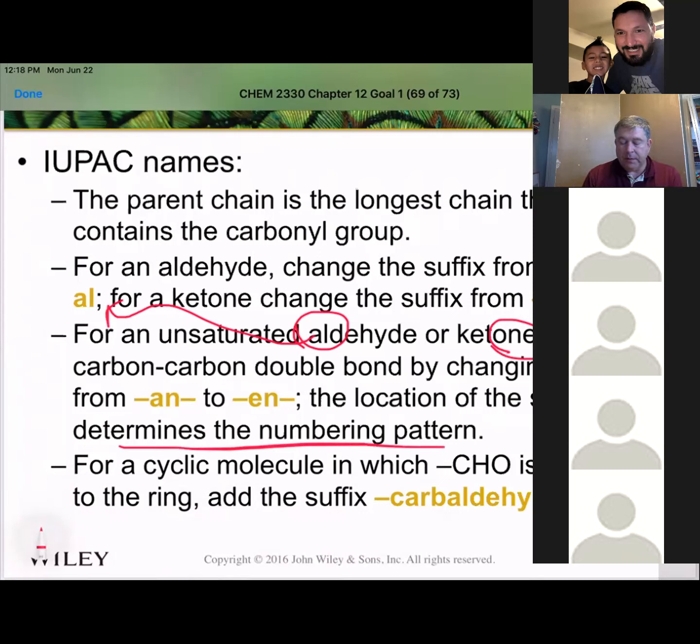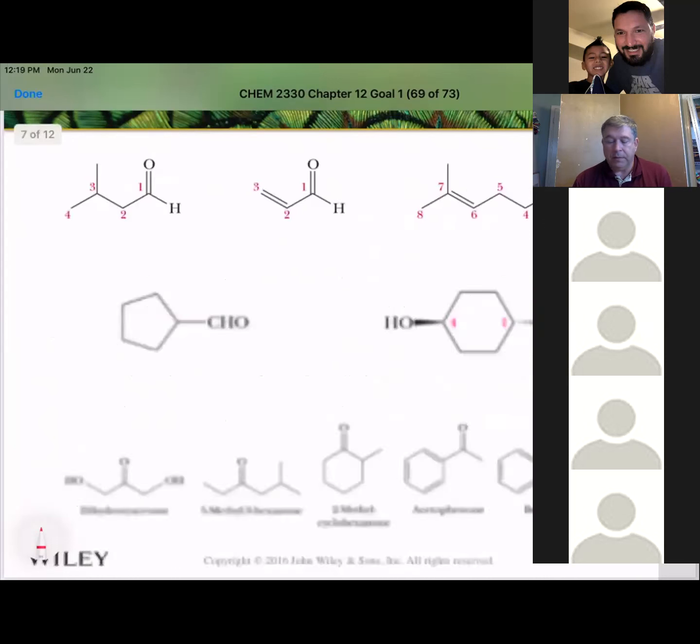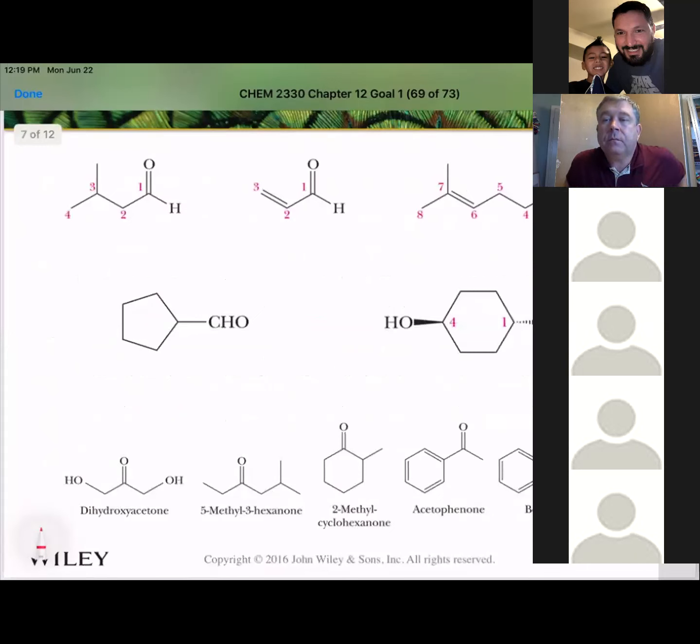Now, if you have a cyclic molecule, because you can't just add an al to the end of it, what we end up doing is actually adding an entire word called carbaldehyde. Okay, so we're naming it as an aldehyde, showing you that it has that carbonyl on it, and the carbonyl carbon is outside the ring. So that's why you have to add the entire word carbaldehyde to the end of the word. So let's do a couple examples of that right here.